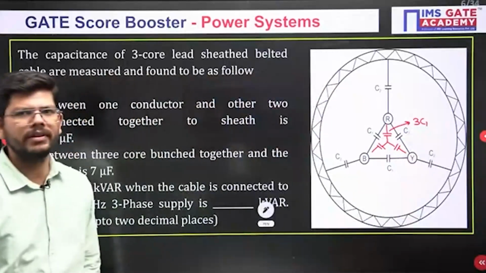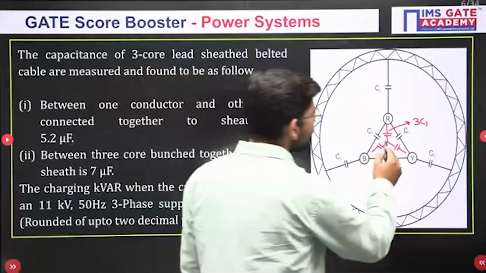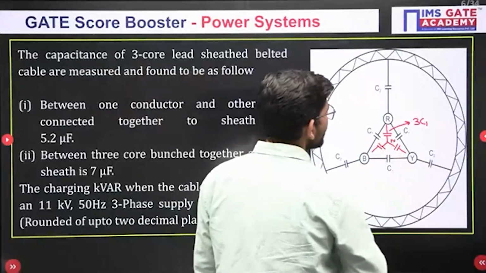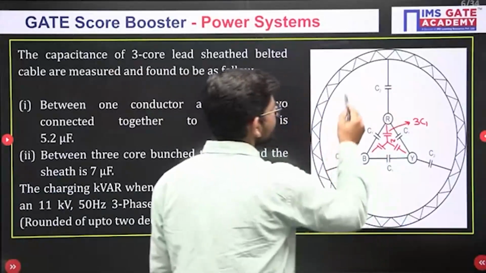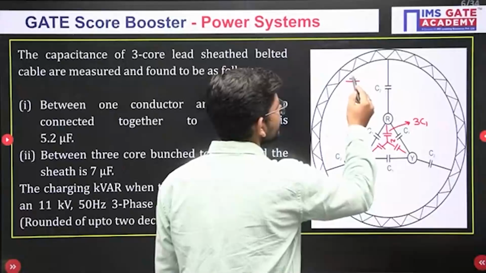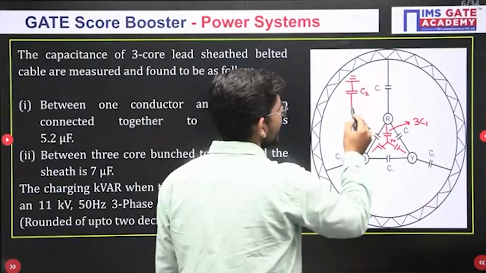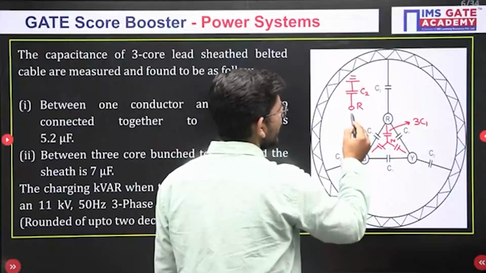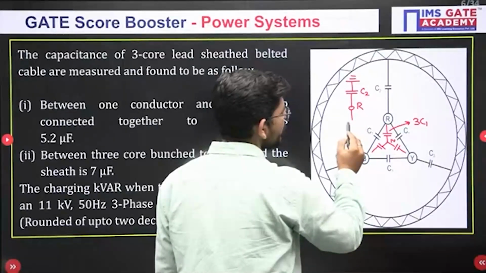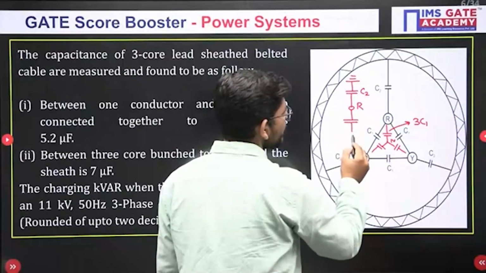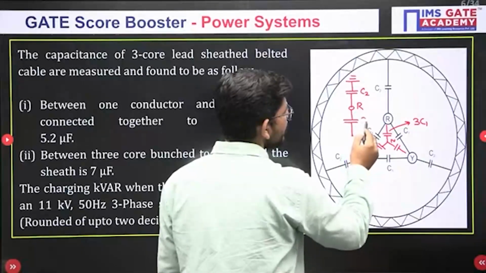It will be 3C1. Okay. So this will be the neutral point, okay, and we have this capacitance as well. The situation will change like this. This is the sheath, we can take it as ground, and this is the R conductor, and between the R conductor and the neutral or ground again we have the capacitance 3C1, like this.